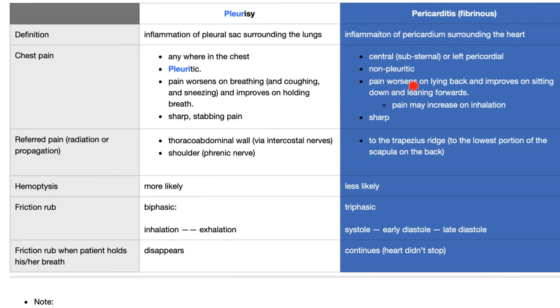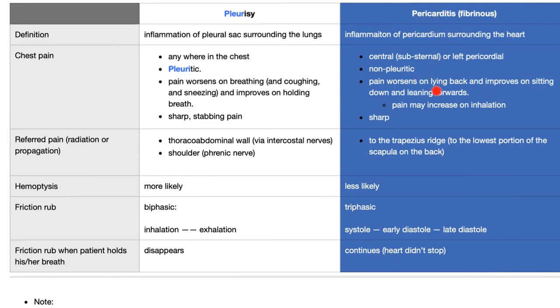In pericarditis, the pain worsens on lying back, because when you lie back on the bed, you're stretching the pericardium. And when you stretch the pericardium that's inflamed, it's going to hurt. This pericarditis pain improves on sitting down and leaning forward, because you are not stretching the pericardium. In some cases it can increase on inhalation, but this is the exception, not the rule.